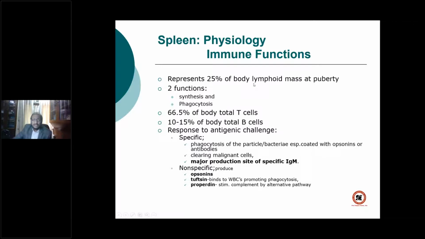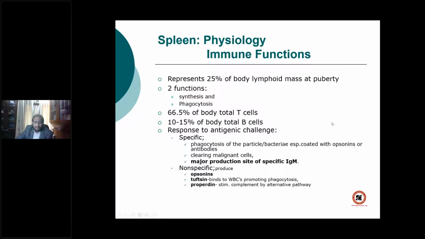Now, coming to the functions of the spleen, the first and the most important is the immune function. The spleen represents 25% of body lymphoid mass at puberty. See, a quarter of the body lymphoid mass is spleen, a huge amount of lymphoid mass. It has two immune functions. Number one, synthesis. Number two, phagocytosis.